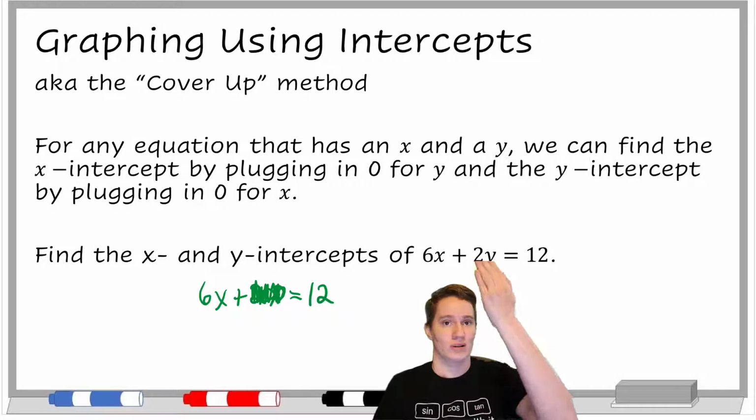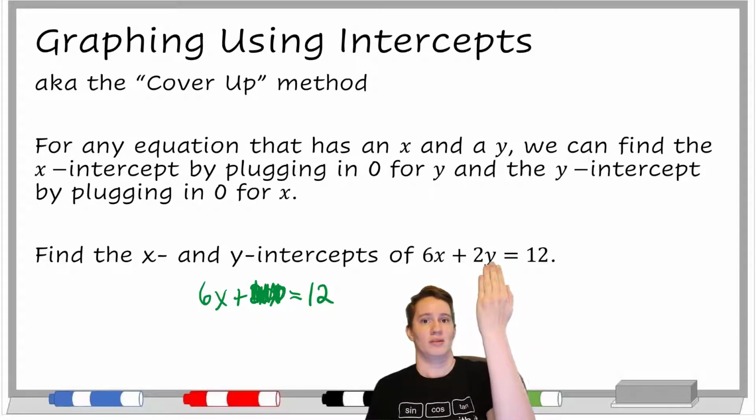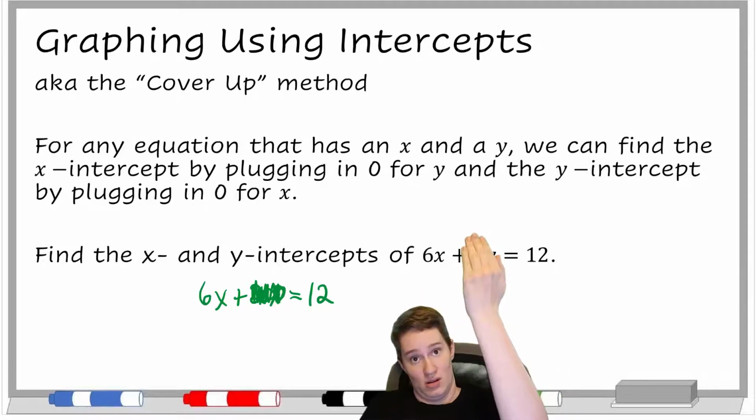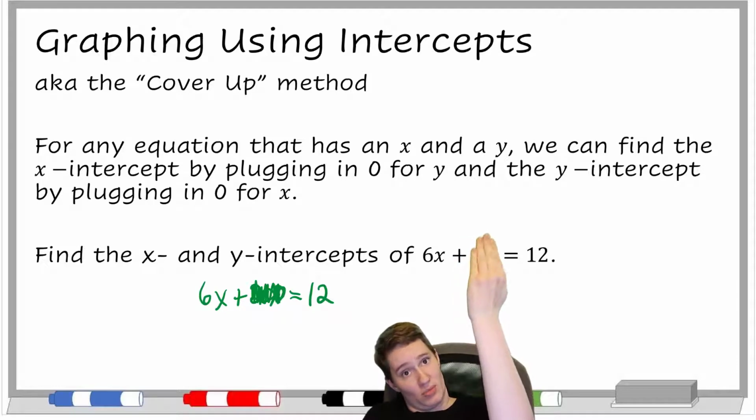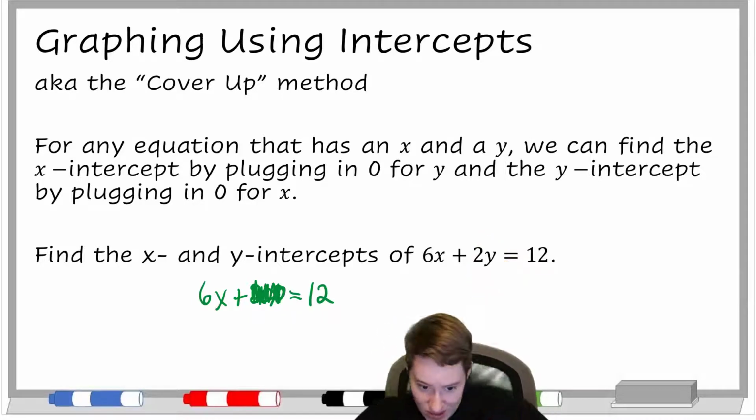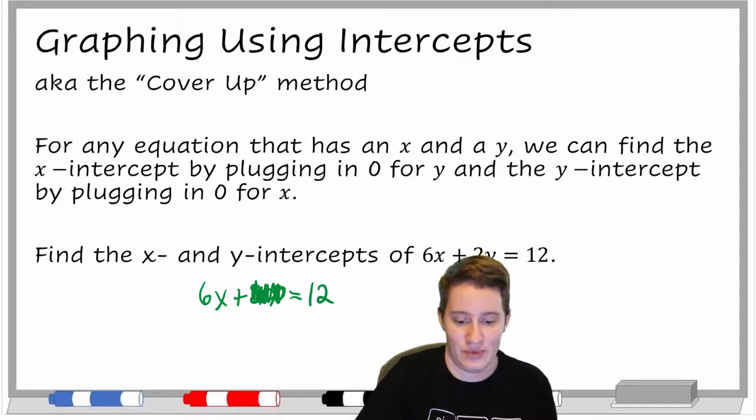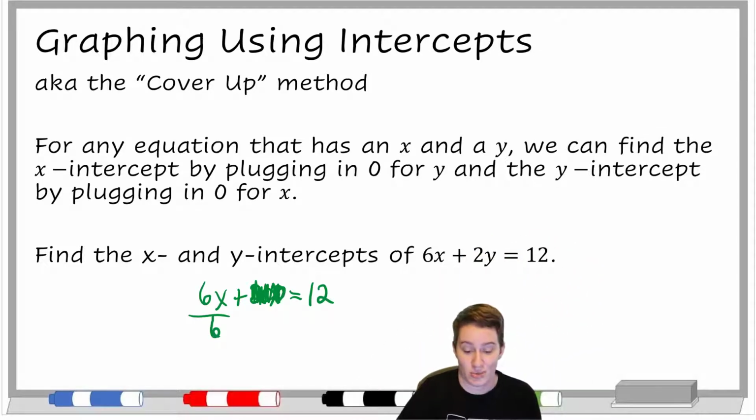So I normally will cover up the 2y part of this with my hand and be like, see, the 0 there makes it go away. So we can just do 6x equals 12, divide both sides by 6, and we get our x-intercept, which is 2. So, easy peasy. But we could just cover it up with ink, and then I wouldn't have to slouch down. So x equals 2, that's our x-intercept.